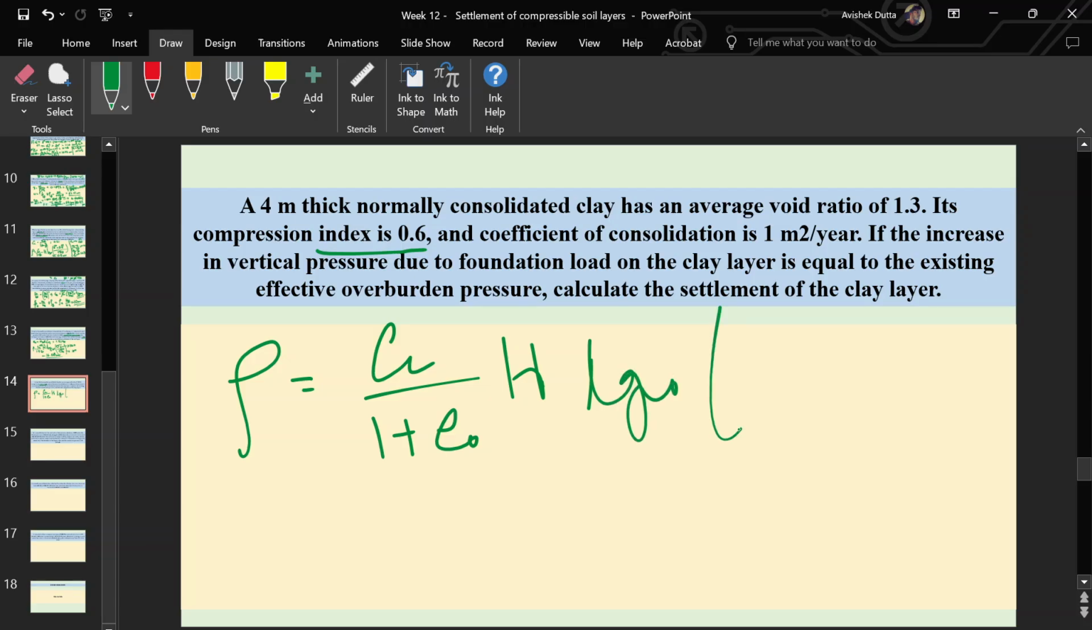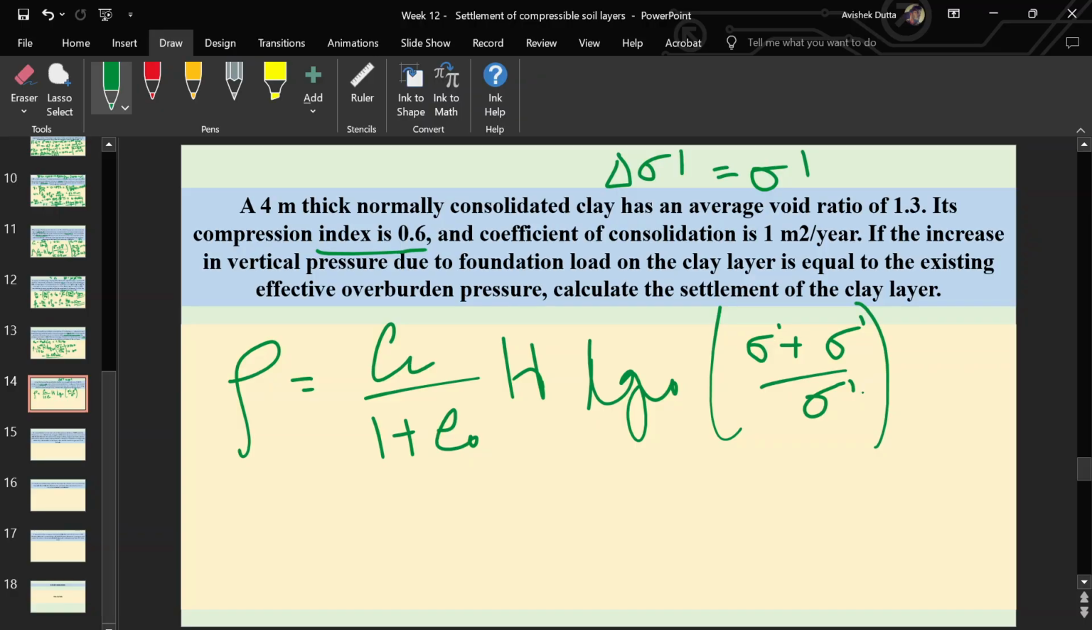Now, the increase in vertical pressure is equal to the existing vertical pressure. So sigma plus increase in sigma divided by sigma. There is no need to know the value of sigma, because the increase in sigma is equal to the value of effective sigma. Del sigma effective equal to sigma effective.